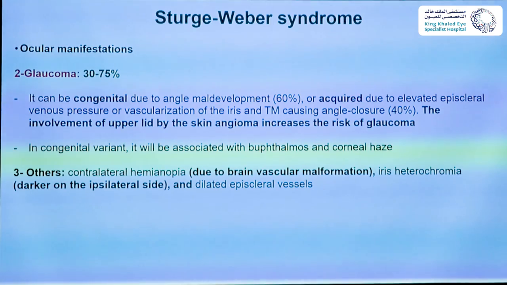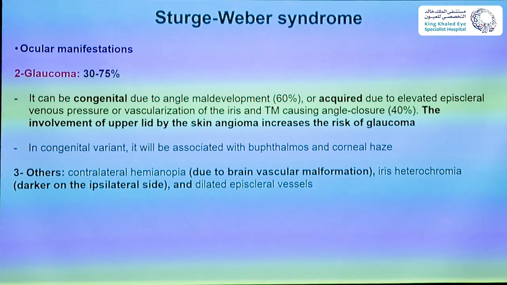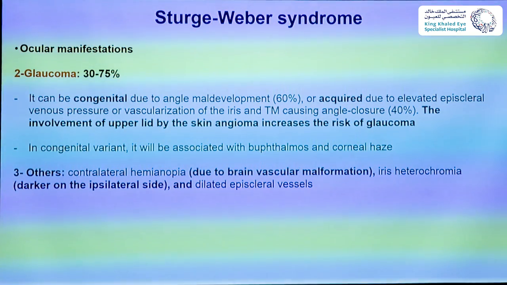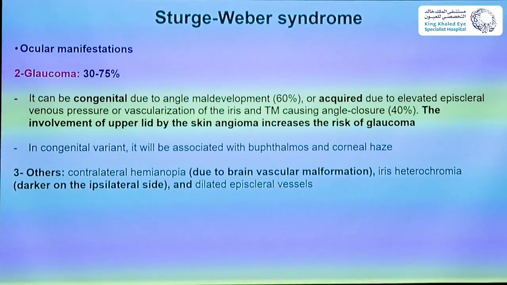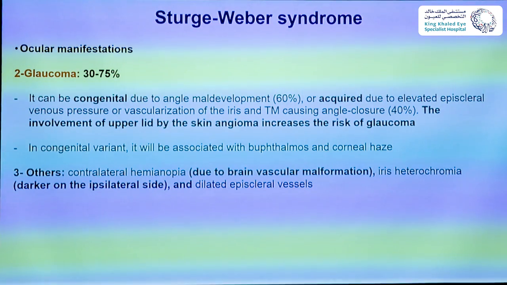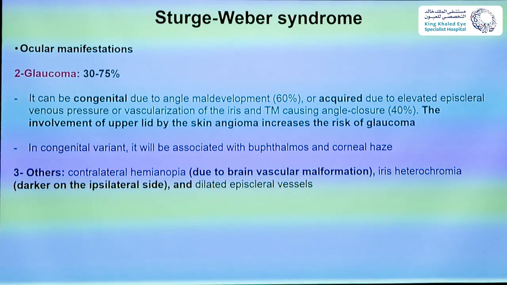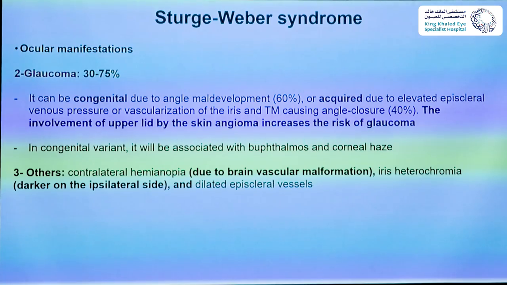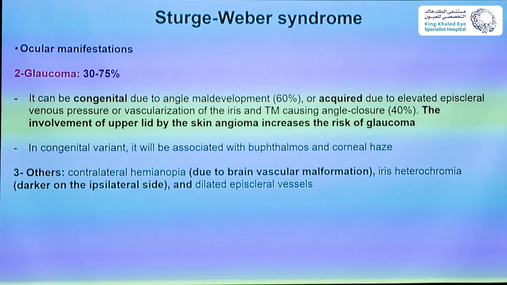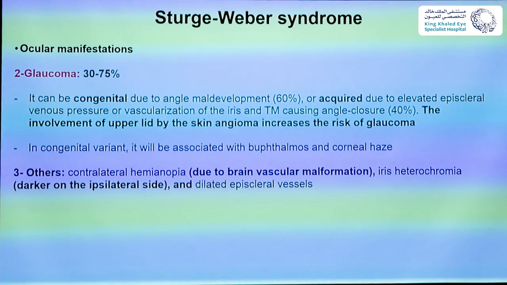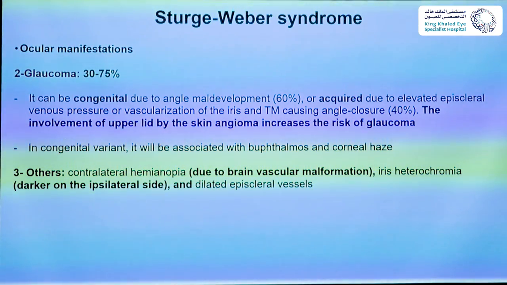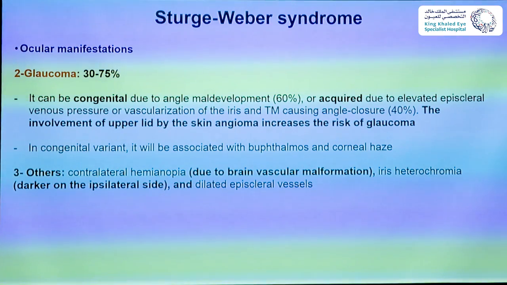The involvement of the upper lid by the skin angioma was found to increase the risk of glaucoma. And maybe I forgot to mention, so just to remind you that plexiform neurofibroma or lid neurofibroma that involves the upper lid increases the risk of glaucoma. Also here, if you have a skin angioma that involves the upper lid, you will have increased risk of glaucoma, so you will not forget it. In congenital variant, it will be associated with photophobia and corneal haze, as any case with congenital glaucoma.